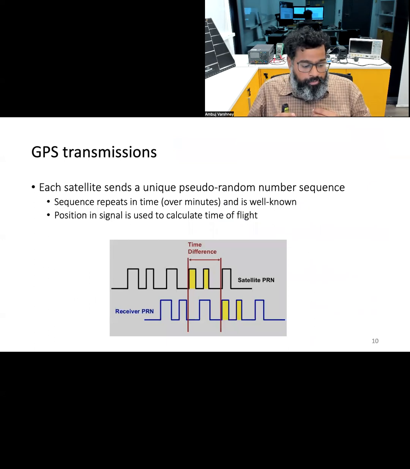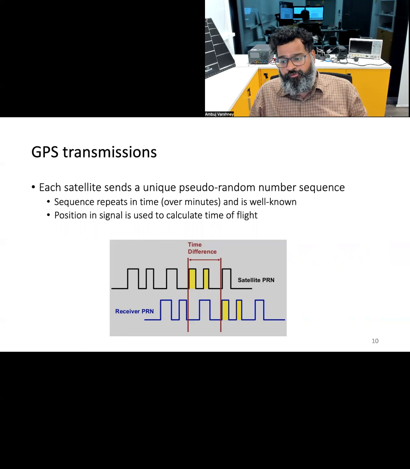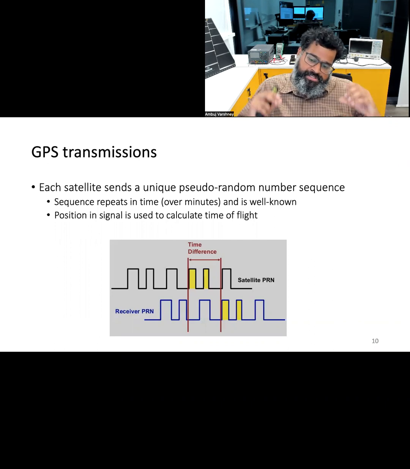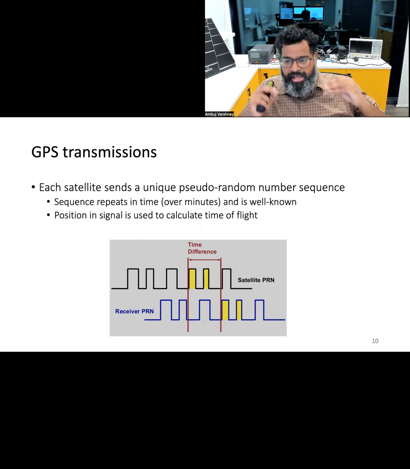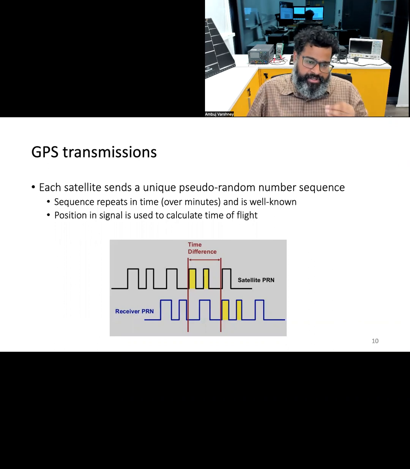So what kind of transmissions does a GPS satellite send? It sends a very unique pseudo-random sequence that repeats in time over the duration of minutes, and it is also a very well-known sequence. Then a very similar sequence is used at the receiver to calculate the time of flight, which we talked about in the previous lectures. This helps us estimate the distance and the location of the target device.